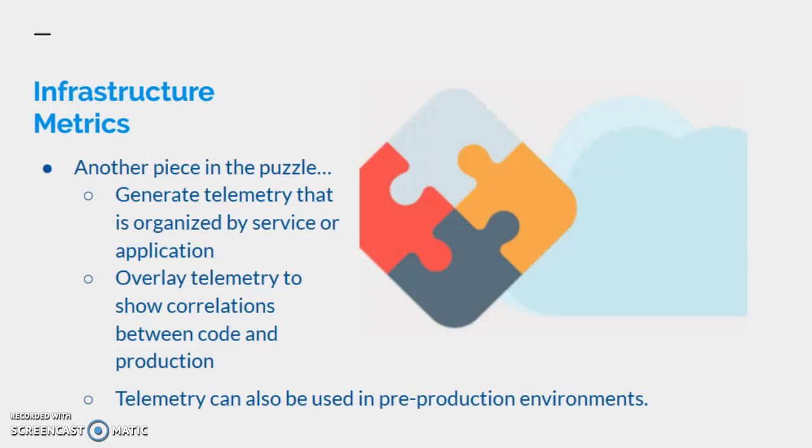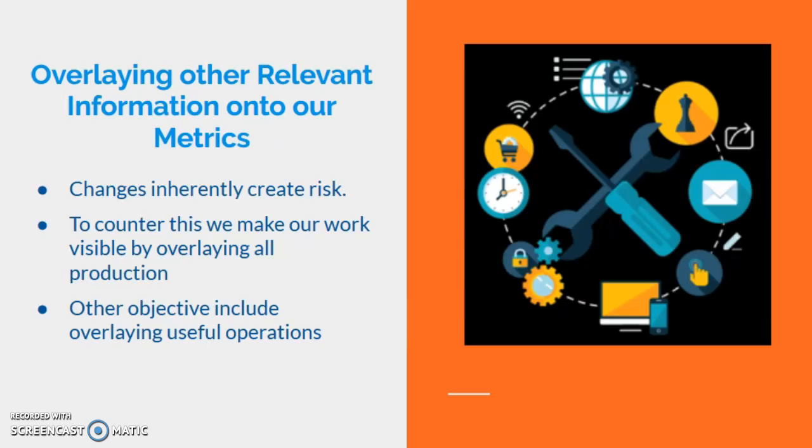The infrastructure metrics are just another puzzle piece. They generate telemetry that is organized by service or application, overlay telemetry to show correlation between the code and the production, and telemetry can be used in pre-production environments. By generating telemetry that is organized by service and application, we can pinpoint where and when something goes wrong. A direct correlation can be drawn between those.